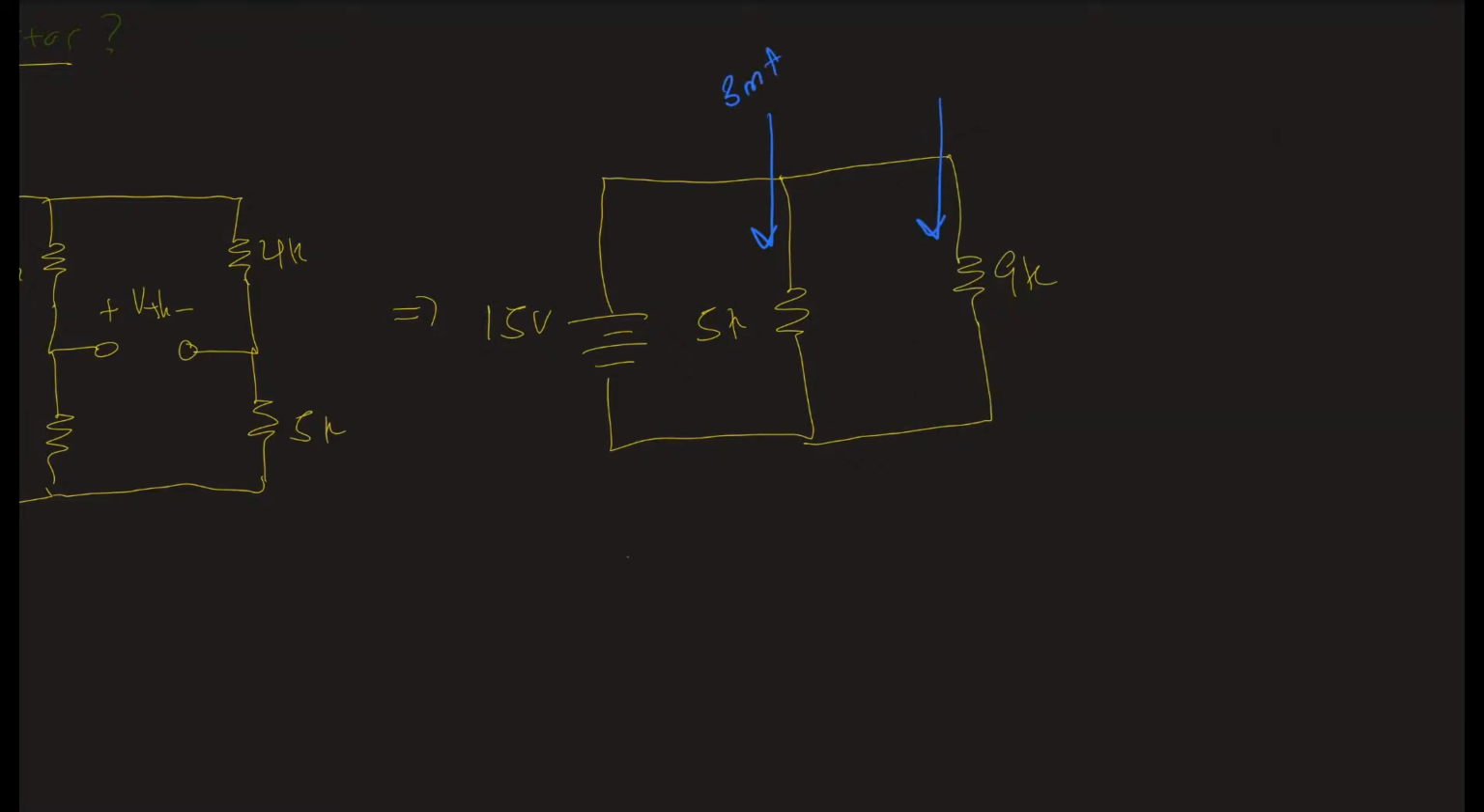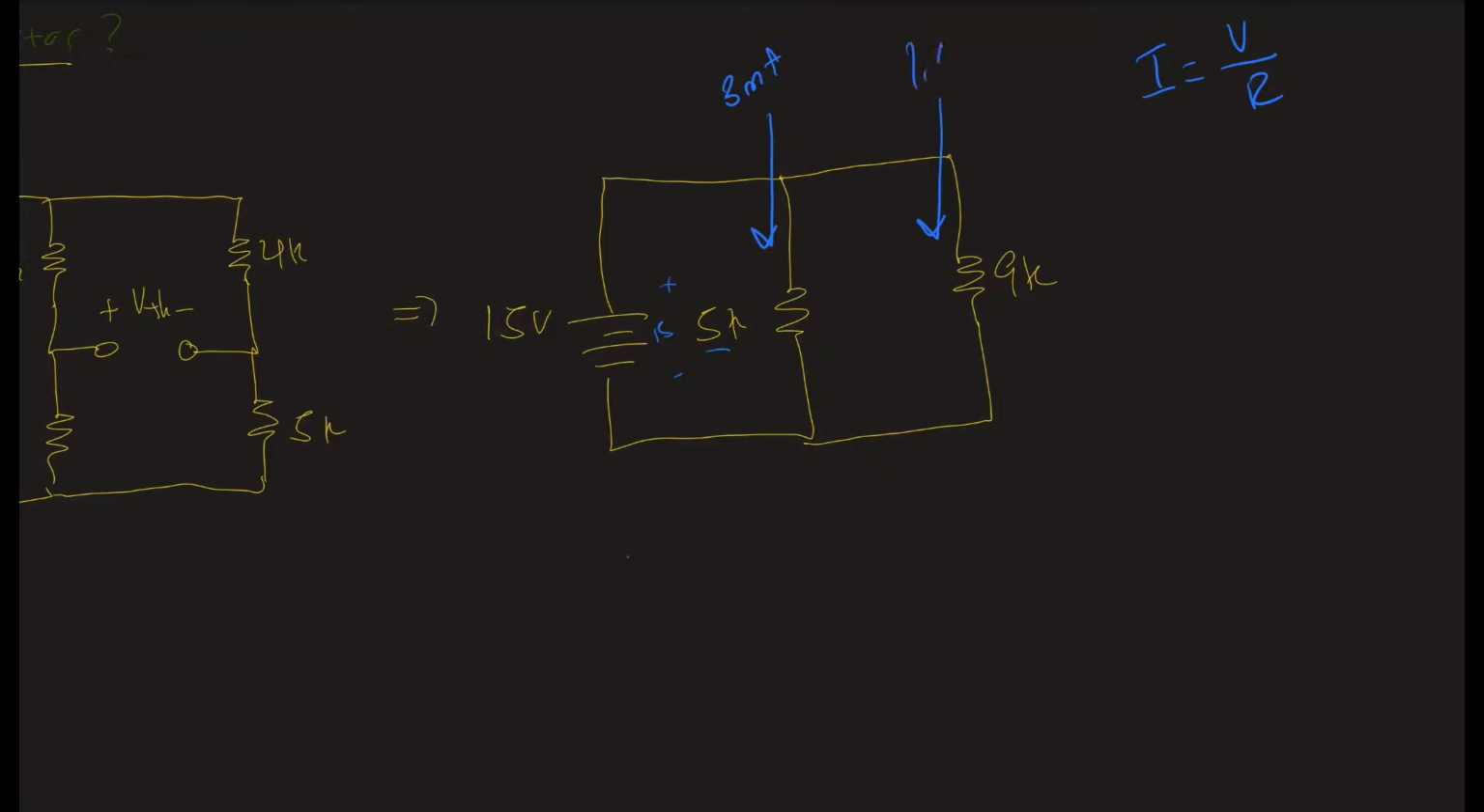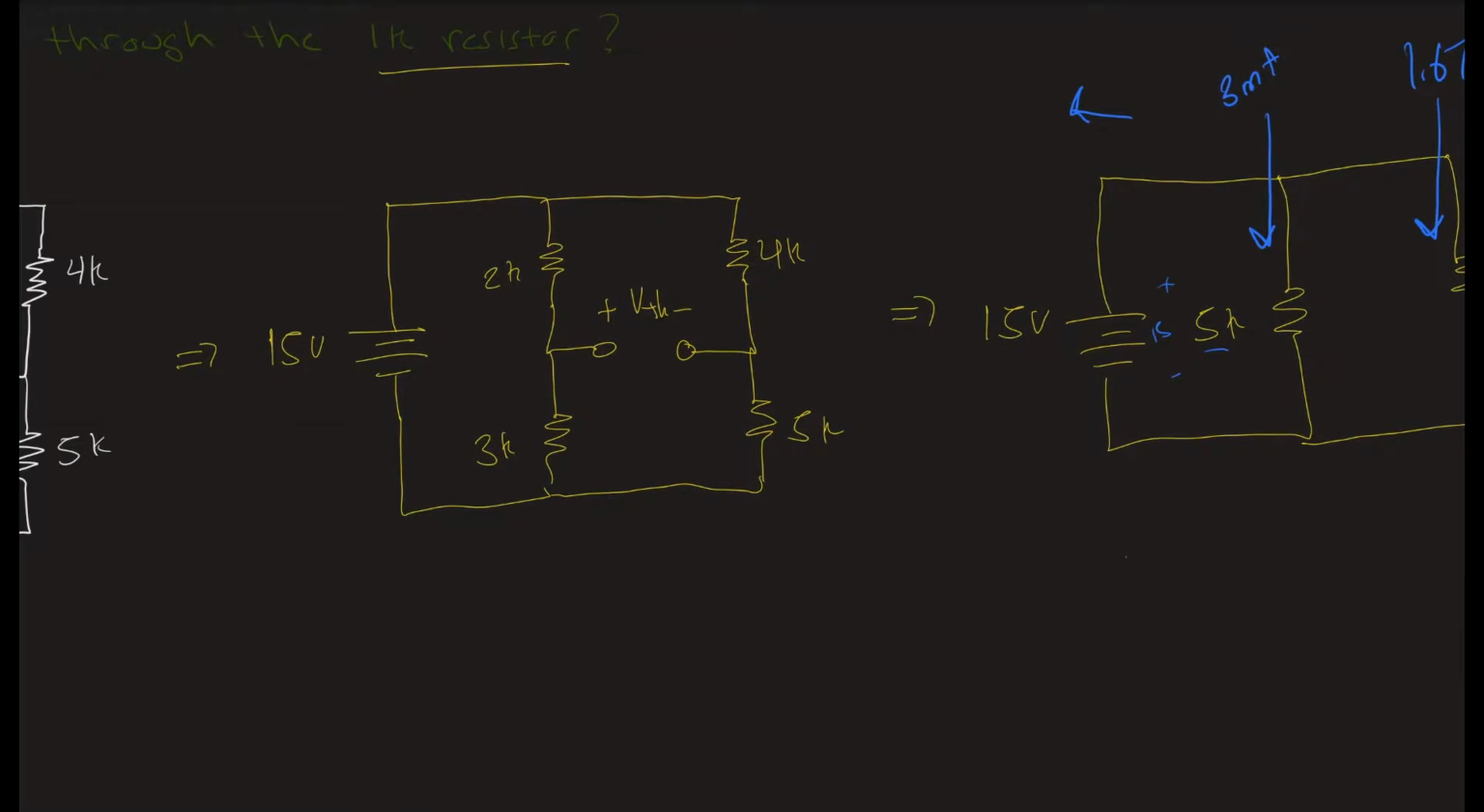You should know it now, but just in case you don't, all I'm doing is I equals V divided by R. The voltage across this is 15 volts, and if I divide 15 volts by 5K, I get the current. On the other side, we have 15 divided by 9e3, and we get 1.67 milliamps. Again, bring this information back. So from here to here, I have 3 milliamps, and from here to here, I have 1.67 milliamps.